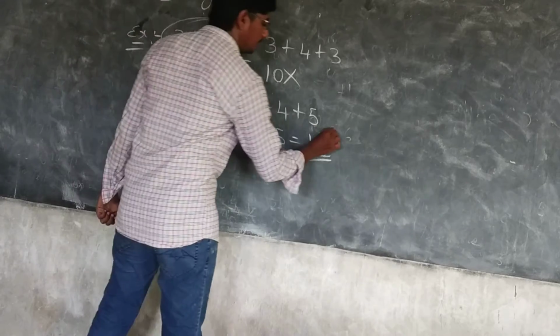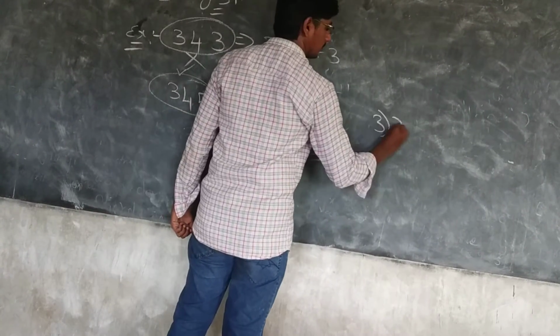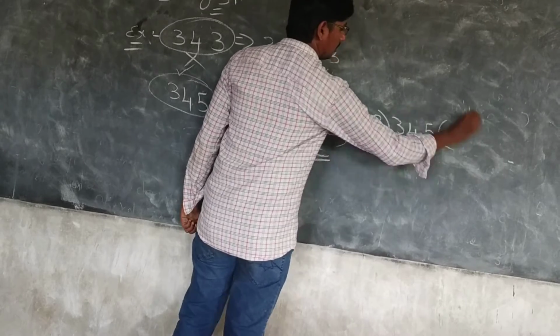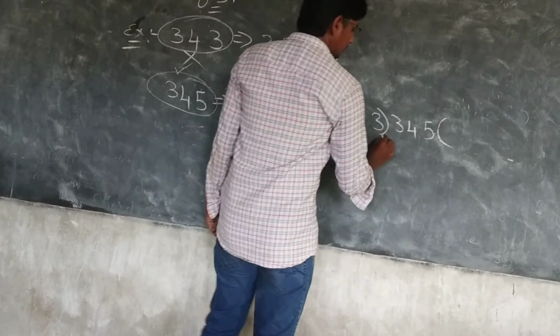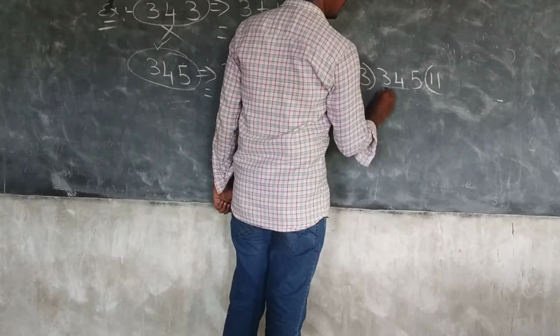Let us verify the problem with actual division. Okay, students, consider 34. 3 11s are 33, 34 minus 33 is 1.